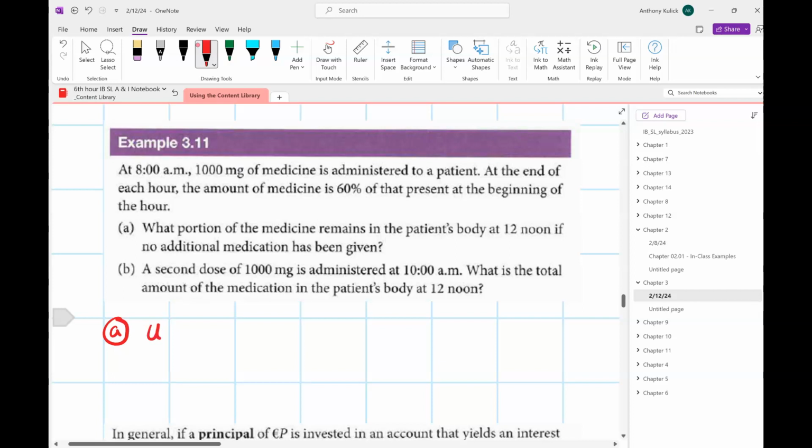So I'm going to think about U of 0 is 1,000, right? So we took some medicine. The R is 0.6 because we're decreasing by that much per hour, right? So my U sub n is going to be 1,000 times 0.6 to the n. Notice because we're using the 0th term, this is like minus 0 up there instead of minus 1. Is that okay?